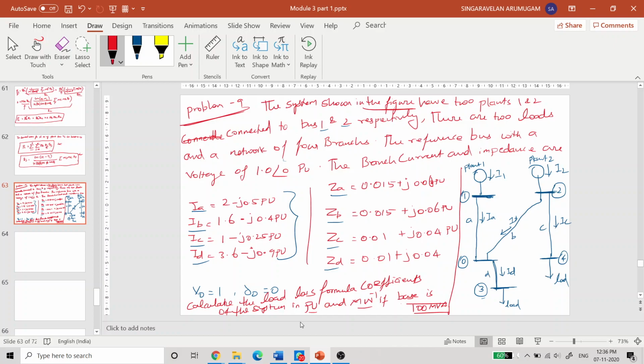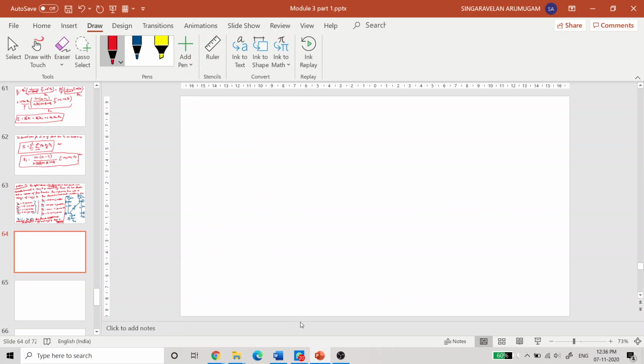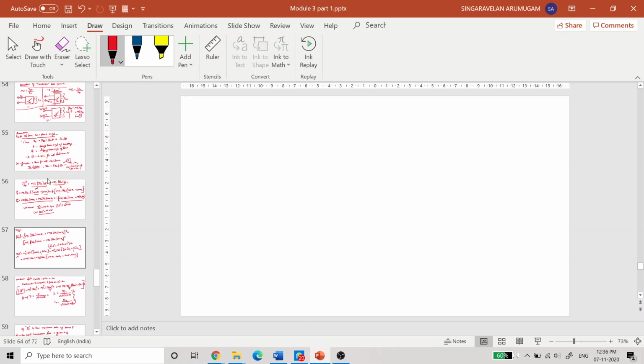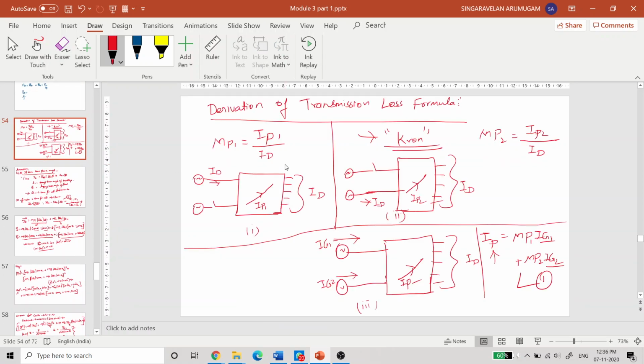Loss formula coefficients are nothing but the values we derived in the last 4 to 5 slides. So this is the question. If a question is given like this, you need to first think about how to find out MA1, MB1, MC1, because the first step we derived in these equations is what we have derived. First we need to find out these values, this MP1, MP2. This is the first step we need to find out.